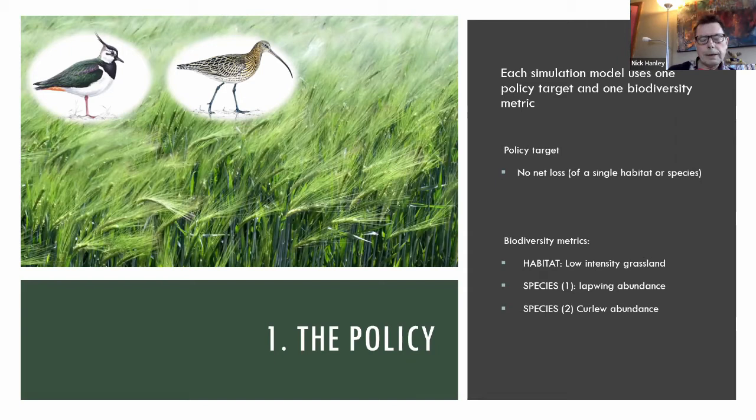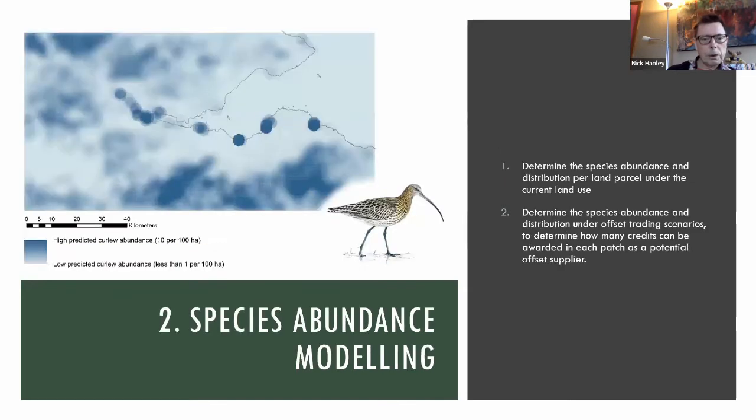So we're basically going to say, how would the functioning of the market change if the currency, the thing people are trading in, is habitat units versus species units? And how does the performance of the market in species units vary according to which species we pick? We just have two here. Some of you may know we've also done this for oystercatchers.